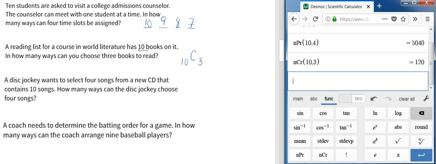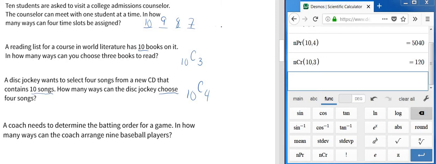Okay, how about this next example? Disc jockey wants to select 4 songs from a CD that contains 10. How many ways can he choose 4 songs? Now, choose. Does it say anything about he's going to play? Does it say how many different orders could he play 10 songs in? How many ways could he choose 4 songs? Hey, that's like this one. So that's a 10C4.